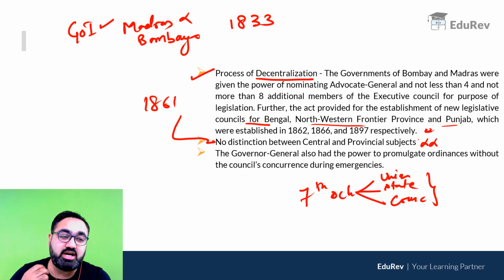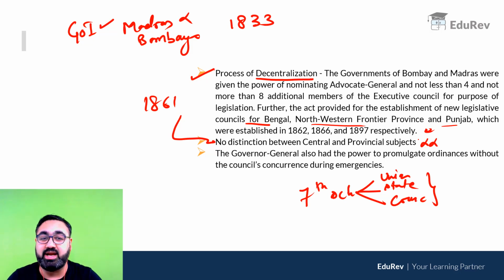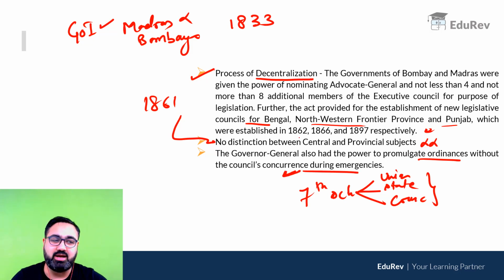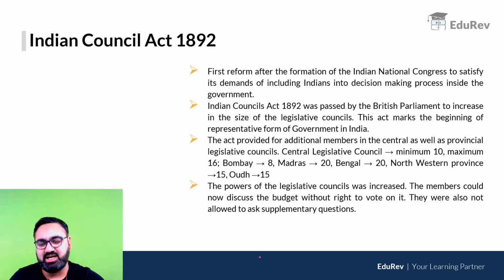Then the Governor General was also given the power to promulgate ordinances. अगर कोई emergency है, during an emergency, he can make or he can bring ordinances without asking the council, legislative council or the executive council.